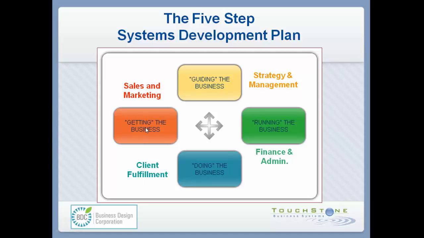In the simplest of terms, there are only 4 core activities that can happen in a business. You've got to get the sales, you've got to deliver on the promise, you've got to collect and pay for the goods and services performed, and you've got to guide and manage things.